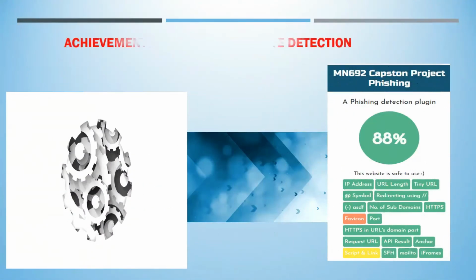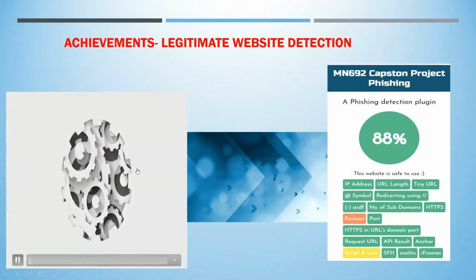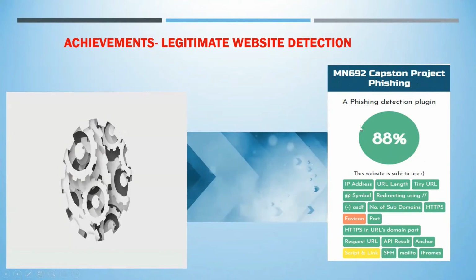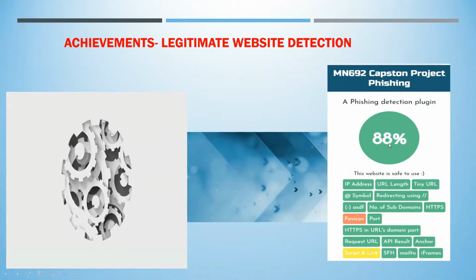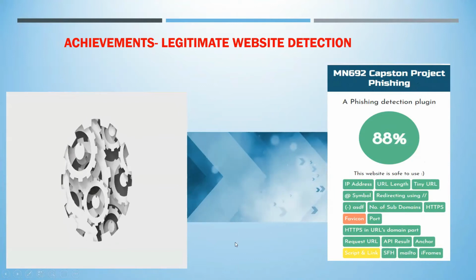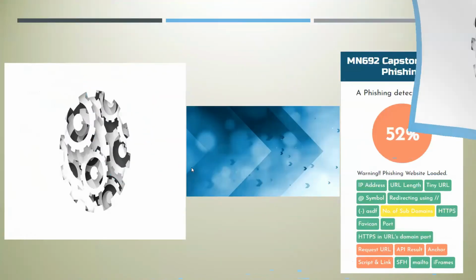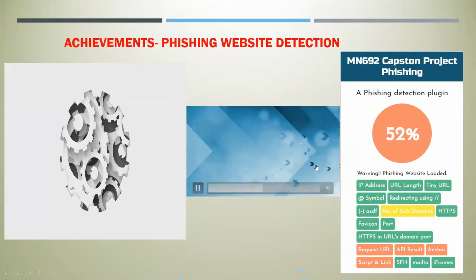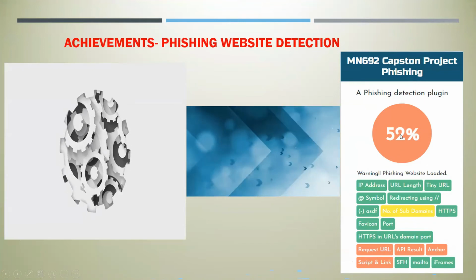Thank you, Chatenbir, for your presentation. So this slide shows the achievements of our project. We can see that our phishing extension is perfectly working, and it is detecting with an accuracy of 88% of our website. Similarly, we can see on this slide that our extension is also capable of detecting the malicious website.